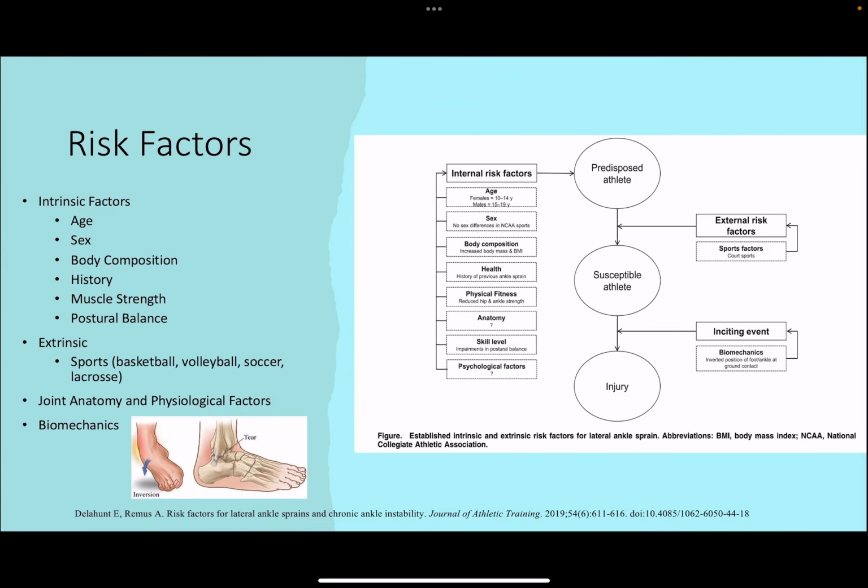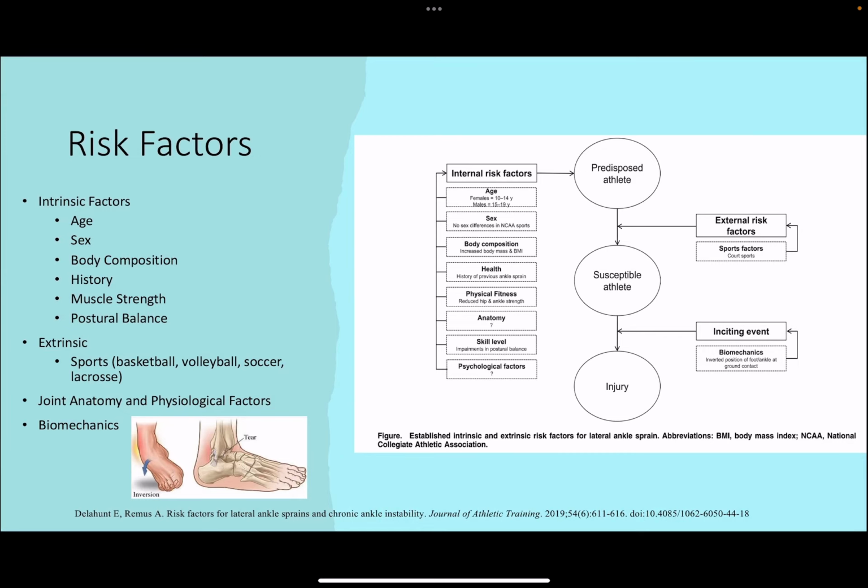Next, we will talk about some risk factors. So we have some intrinsic factors, extrinsic, and then the anatomy that we were talking about, and then the biomechanics. And then this chart on the side is showing from a study of collegiate athletes what they found in that study. So for age, the highest amount of ankle sprains is in females between 10 to 14 years of age, and for males, it's between the ages of 15 to 19.